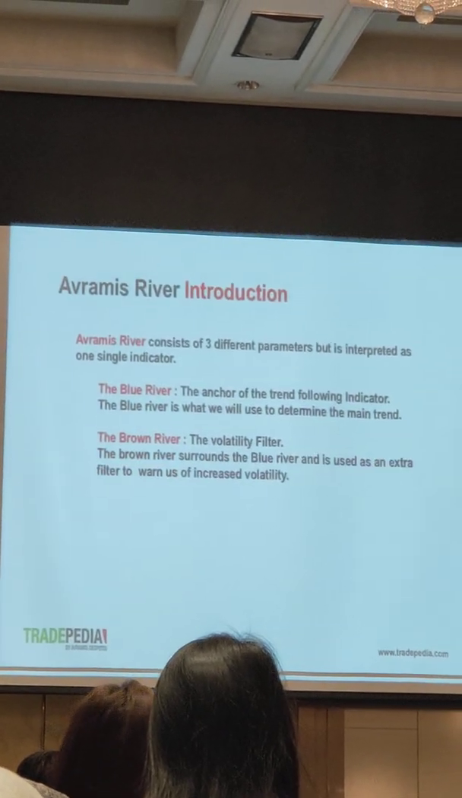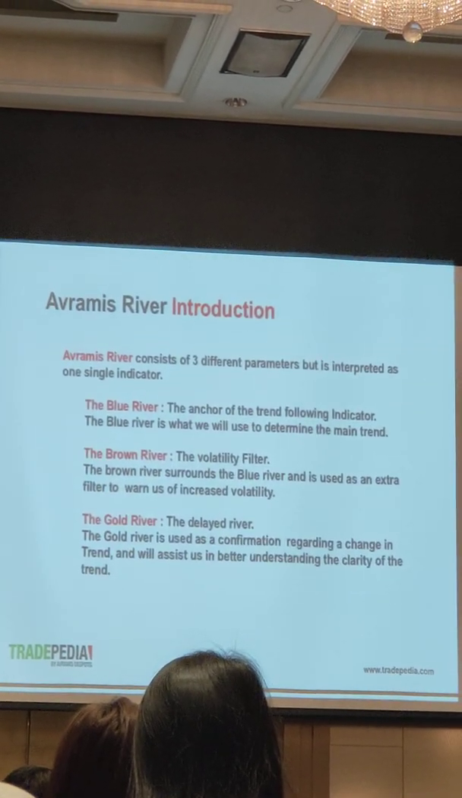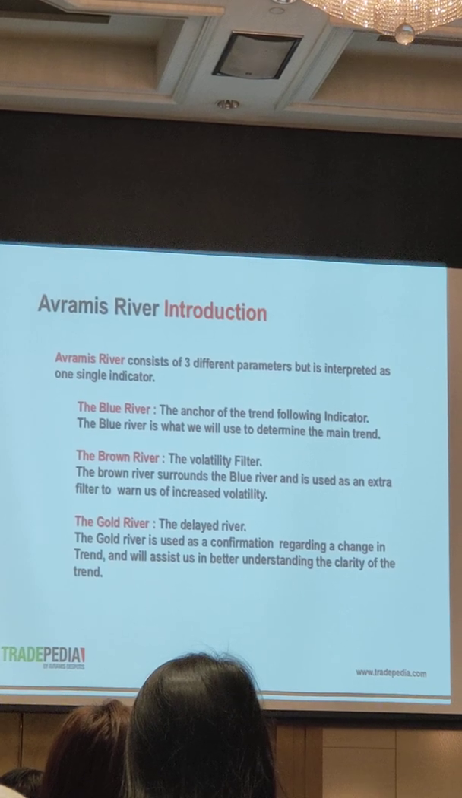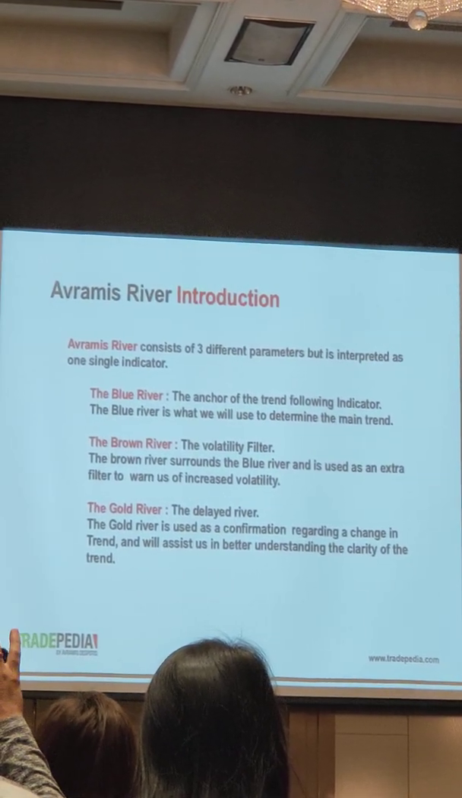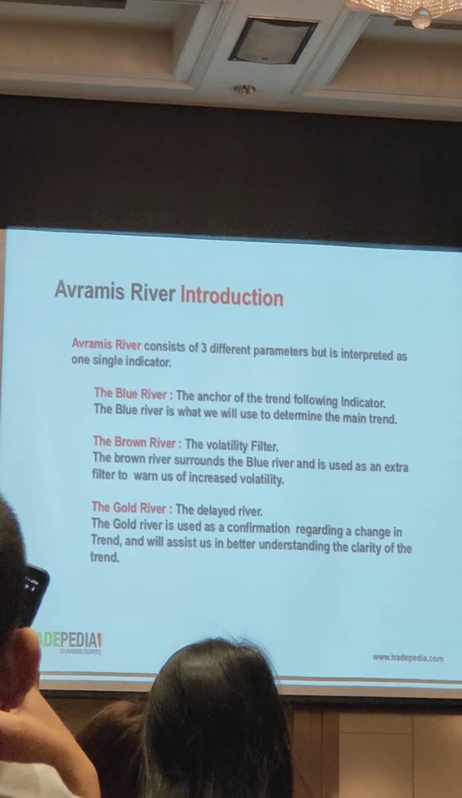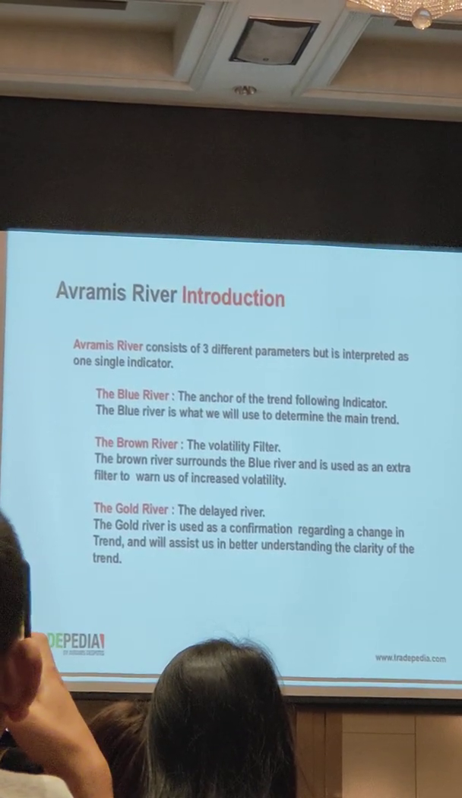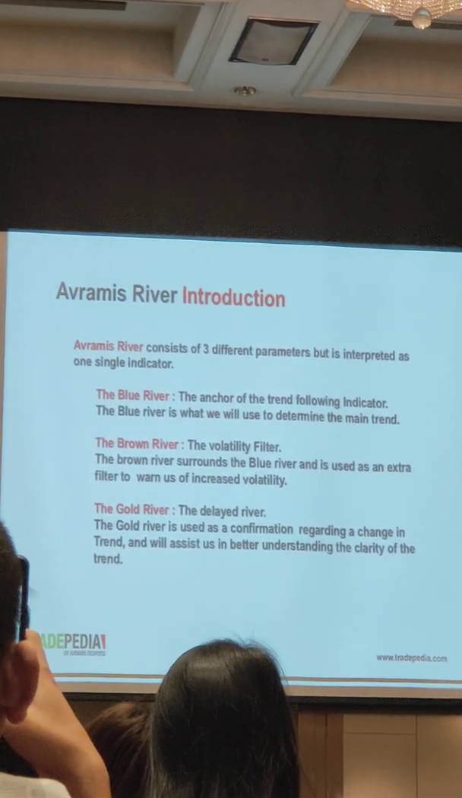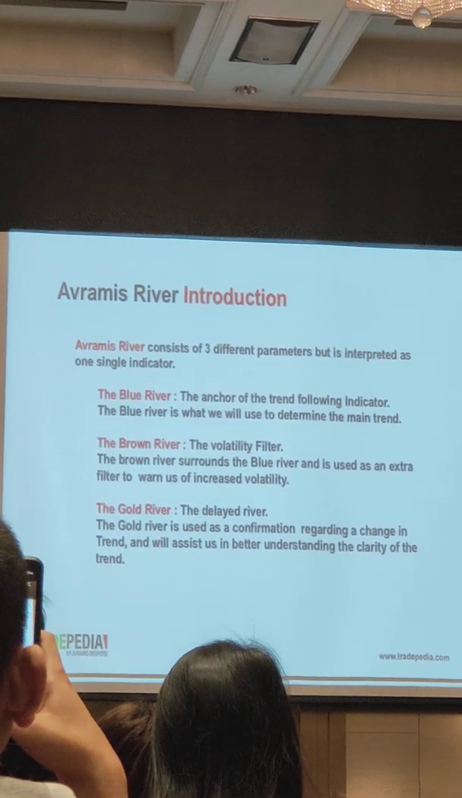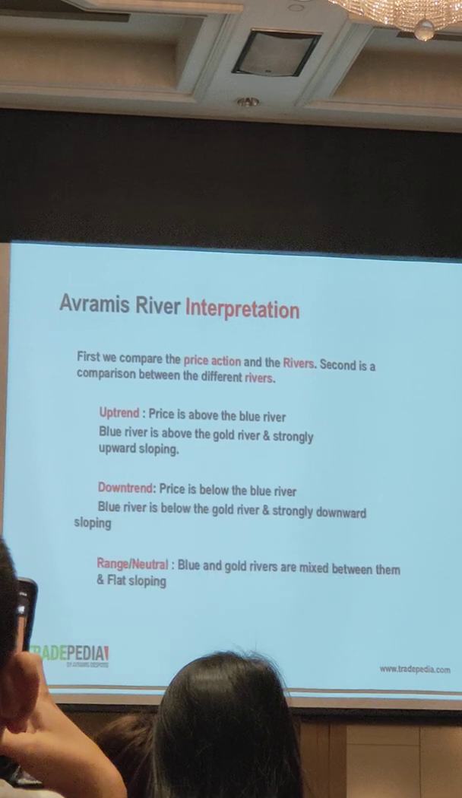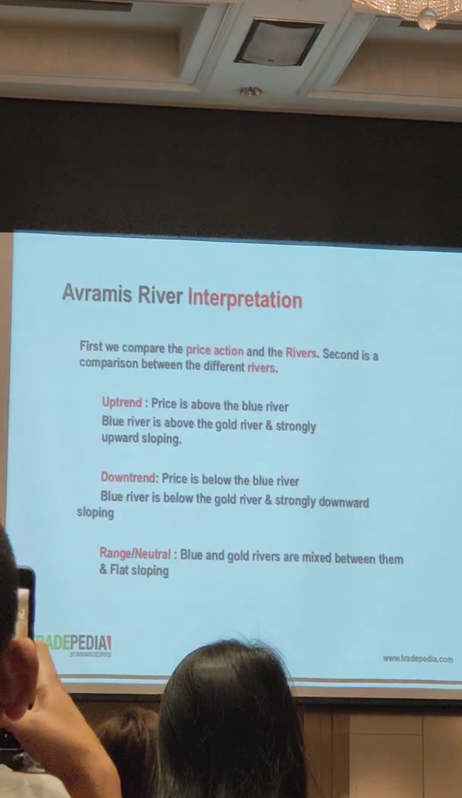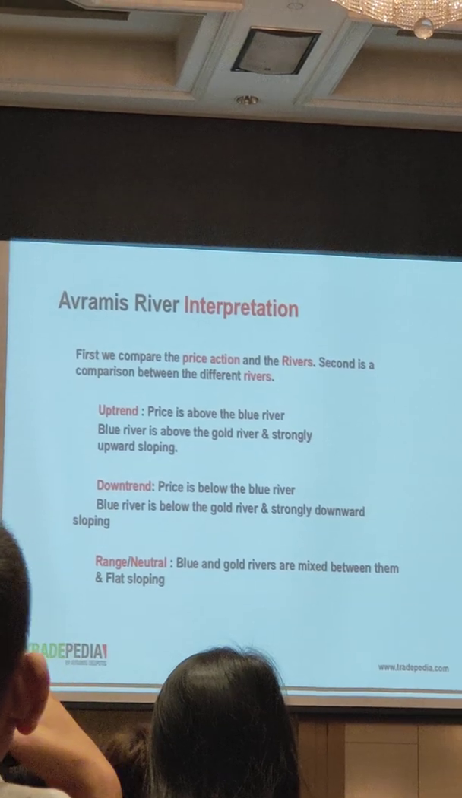So, this is what I mentioned earlier. You have your blue river, your brown river, your gold river, as well as your white river. The white river is the difference, or rather the space, between the blue river and the gold river. When there's a gap between them, that's your white river. Take note of this.